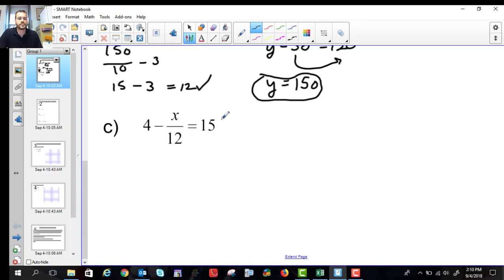So here's another one. Same premise. There's only one denominator. It's 12. So I'm going to multiply everything by 12. 12 times 4 is 48. And here I'm going to skip the step of writing out 12x over 12. I'm just going to write this as x because 12 divided by 12 is 1, so it's just 1x. And then 15 times 12 is 10 times 12 is 120.